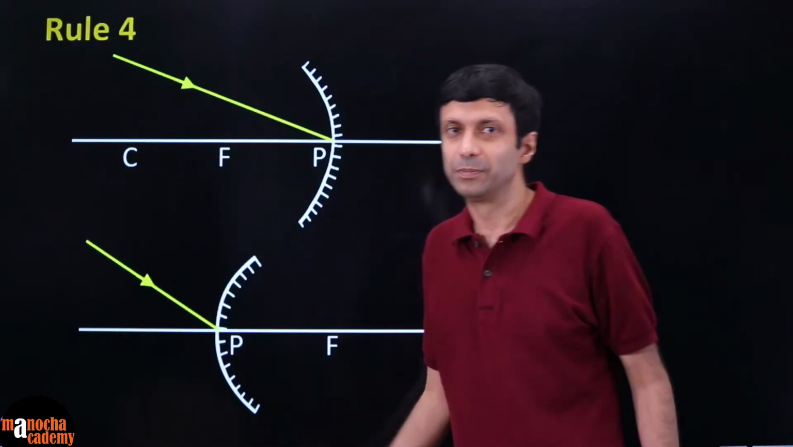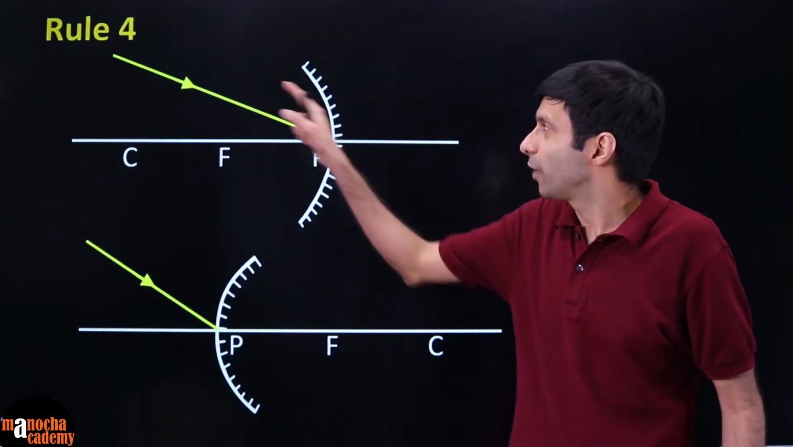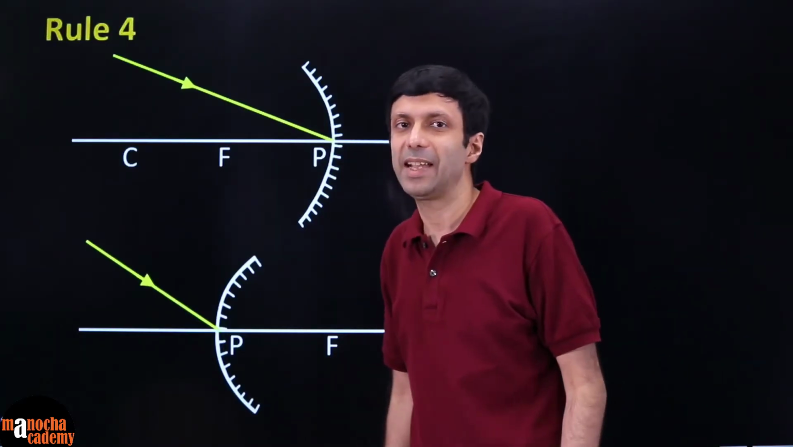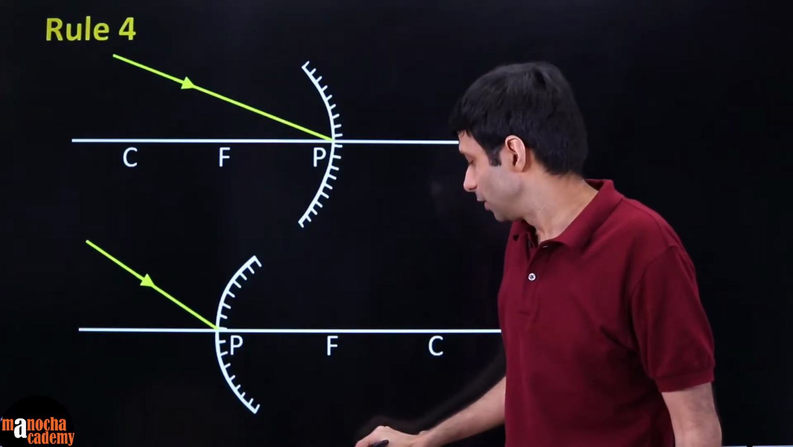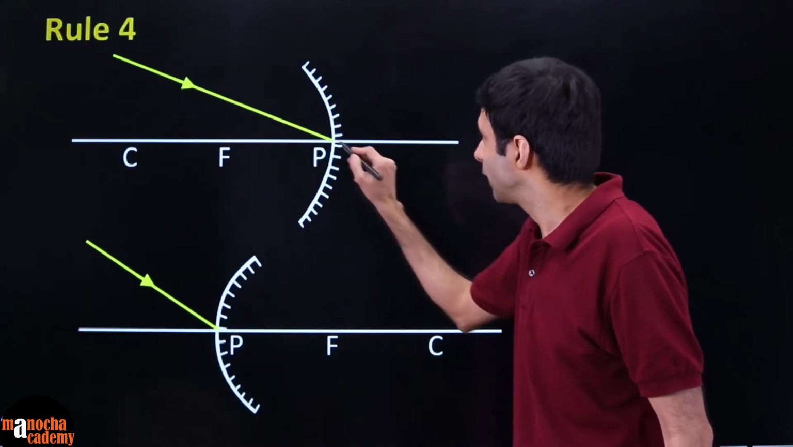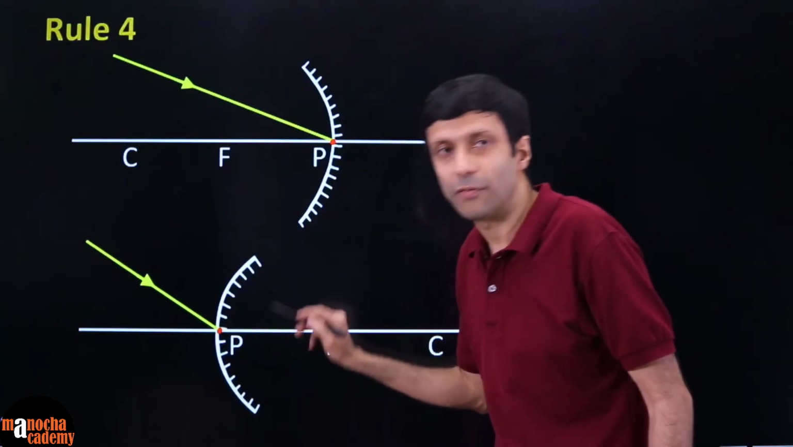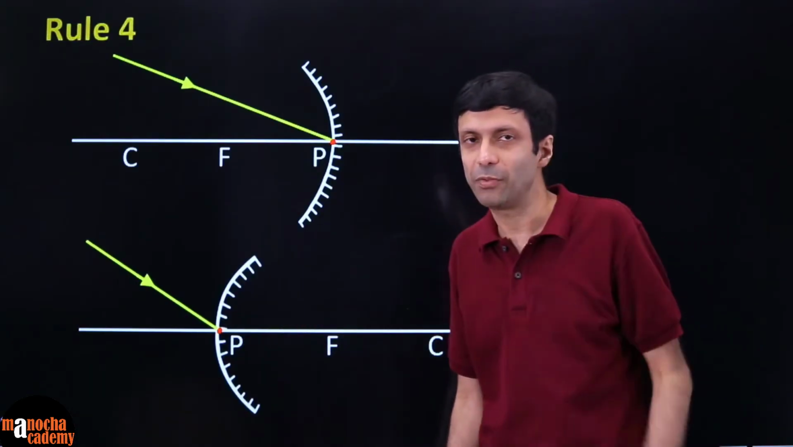Rule number 4. What is rule number 4? If a ray of light is directed to the pole, which means exactly the center of this curved part of the spherical mirror, so if it is directed towards the pole of the concave mirror or the pole of the convex mirror, what will happen to this ray of light?